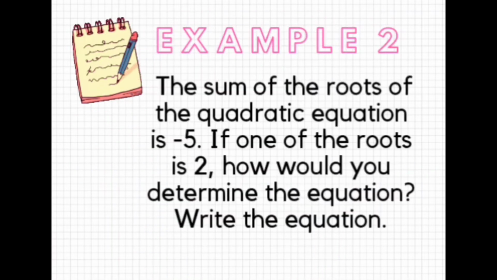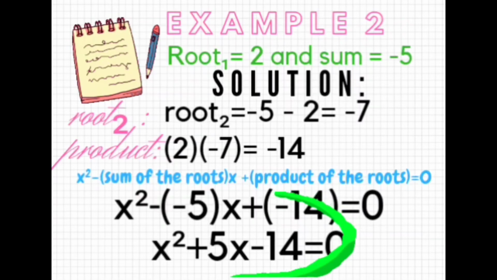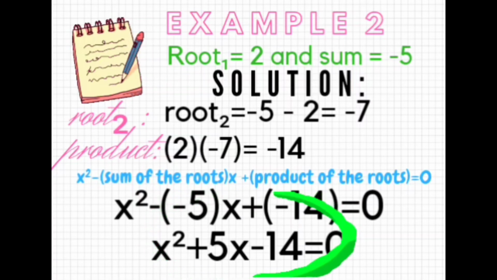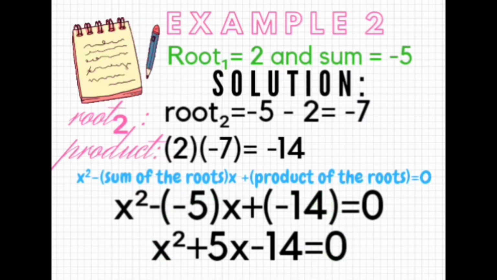For example number 2, the sum of the roots of the quadratic equation is negative 5. If one of the roots is 2, how would you determine the equation? In example number 2, we are given one root which is equal to 2 and the sum of the roots which is equal to negative 5. So in order for us to find the product of the roots, we have to find the other root or solution of the unknown quadratic equation.